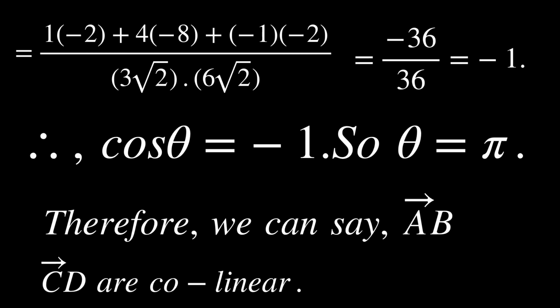So we get cos theta as -1. So theta, the angle, is pi. Therefore we can say vector AB and vector CD are collinear. Two or more vectors are said to be collinear if they are parallel to the same line, irrespective of their magnitudes and directions.